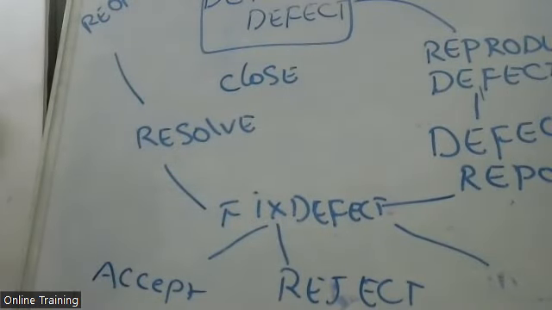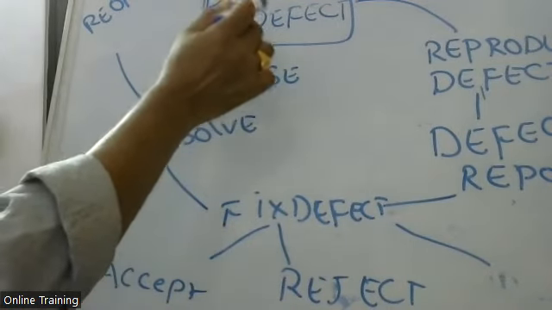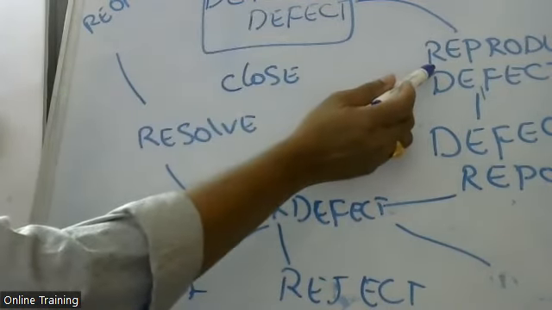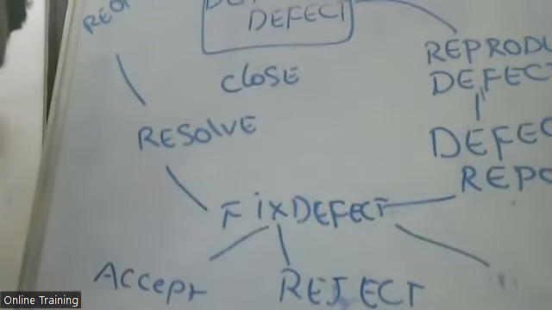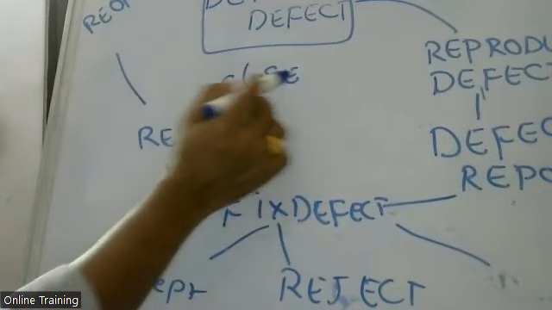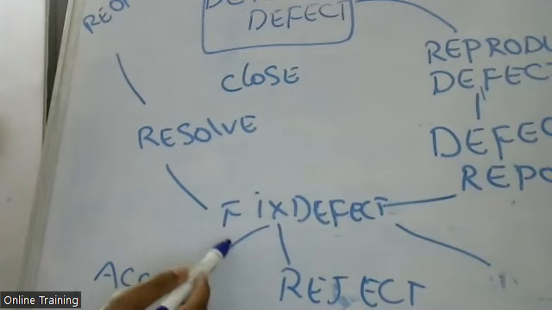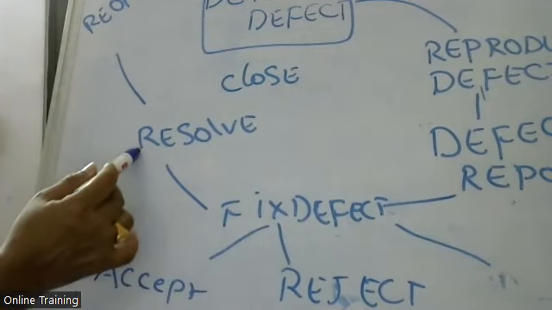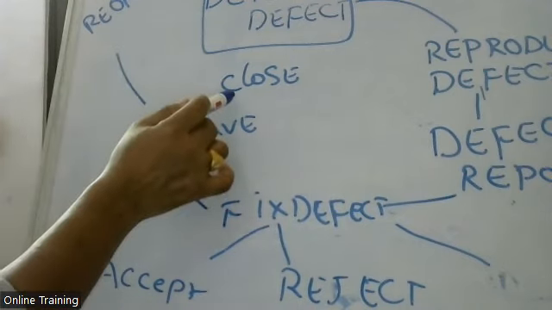Okay. So the first defect status will always be new. Next, reproduce defect, then defect report, fix defect, resolve defect, reopen defect, close.